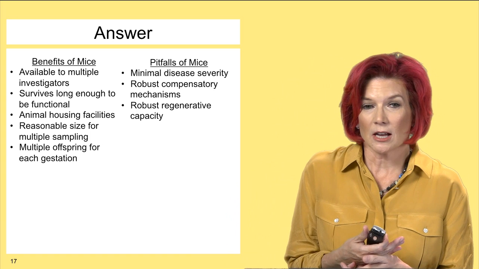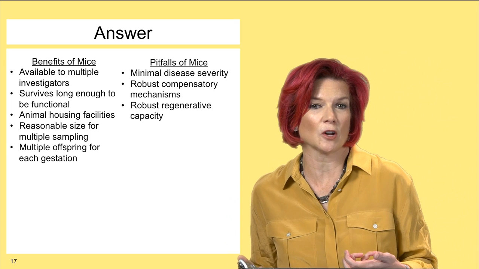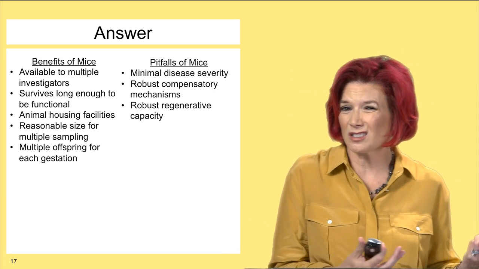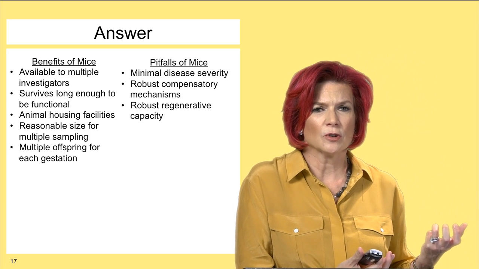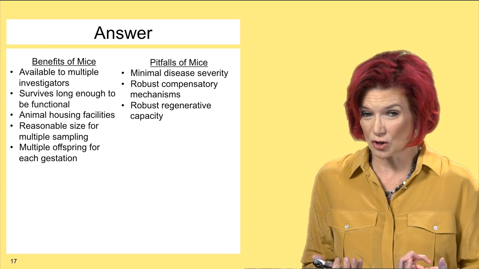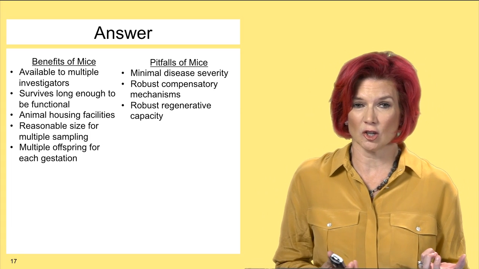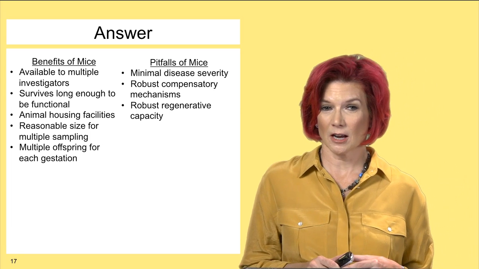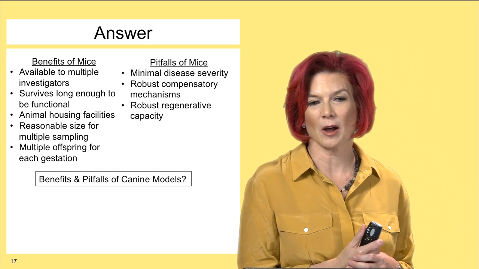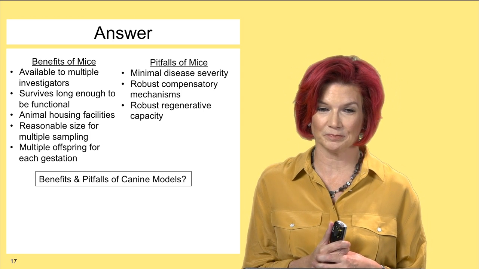On the other hand, as we've just mentioned, some of the pitfalls for mice is that they have really minimal disease severity. There is a robust regenerative capacity in mice that just doesn't exist in humans. There is also the robust activation of compensatory mechanisms like utrophin that make the disease in MDX mice not as severe as it is in humans. So this is some of the benefits and the pitfalls to get you started. On your own, think about the benefits and pitfalls of using canine models to study muscular dystrophy.